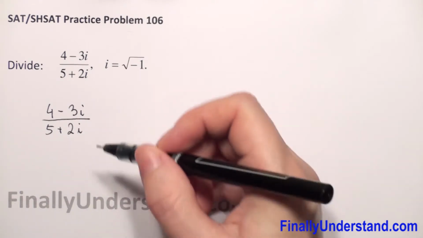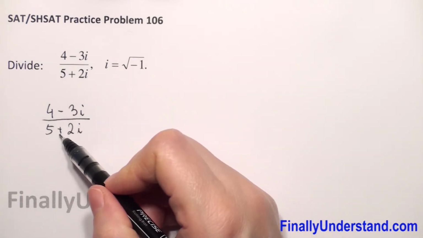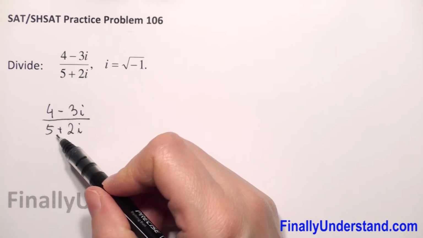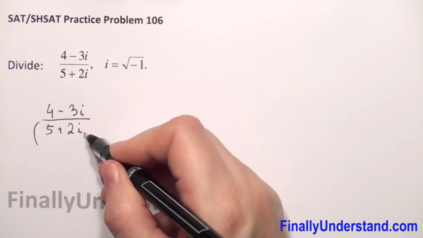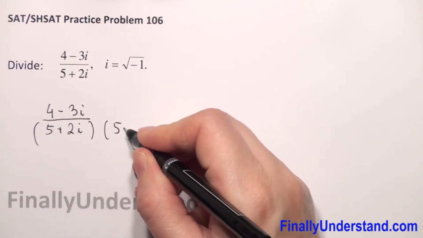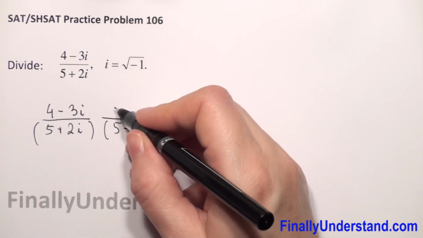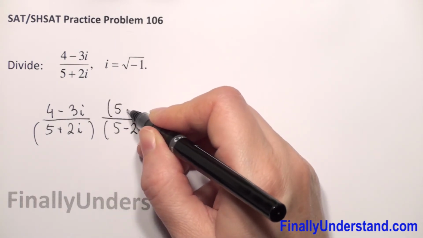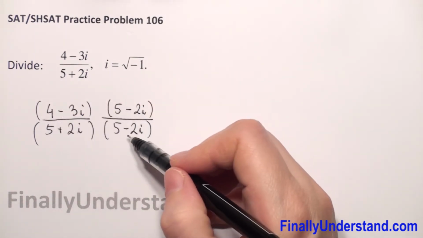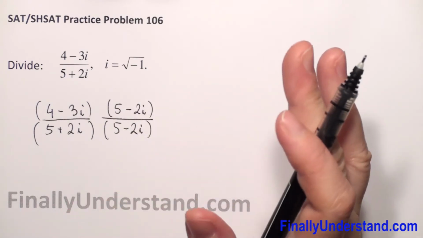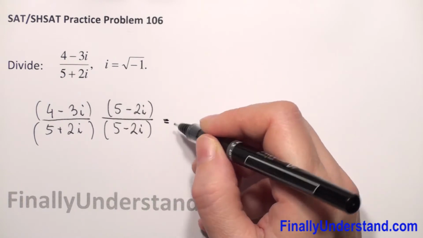How do we do this? We always multiply numerator and denominator by the same expression which we have in the denominator, but with the opposite sign. When we have positive, we have to now multiply by 5 minus 2i. When we multiply the denominator, we have to multiply the numerator by the same expression. So when we multiply numerator and denominator by the same expression, we didn't change anything. We still have the same value. But now, what will be?